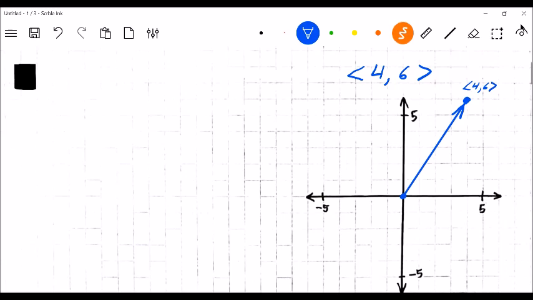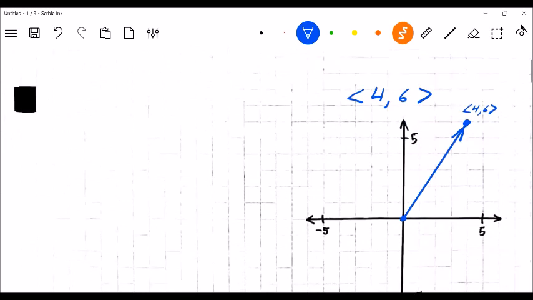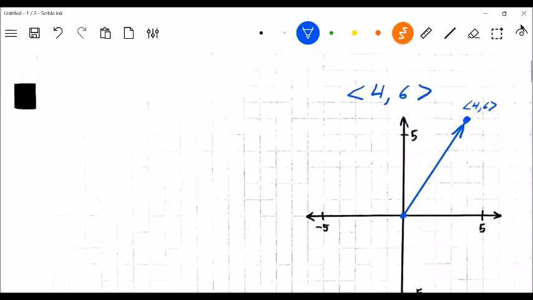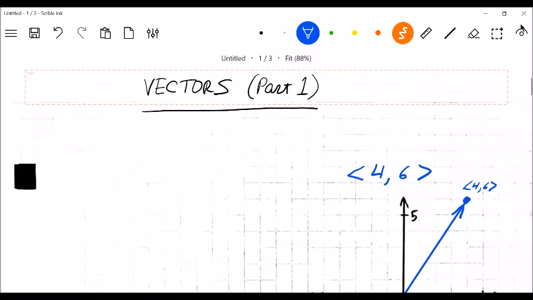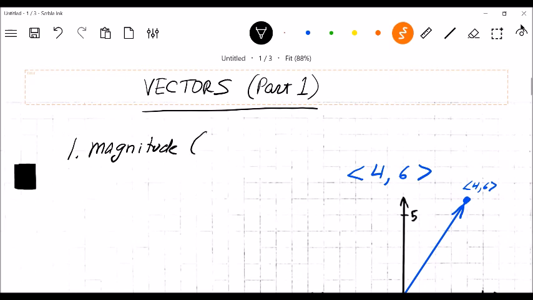What we're going to do is find two different things about this. Right? So this first is a vector. A vector is an array which has a direction and a distance. So we're going to find those two things. So first part of this, for part 1, is called this. Number 1, we're going to find the magnitude. The magnitude we can think of as distance.